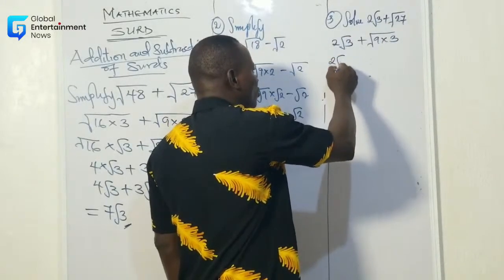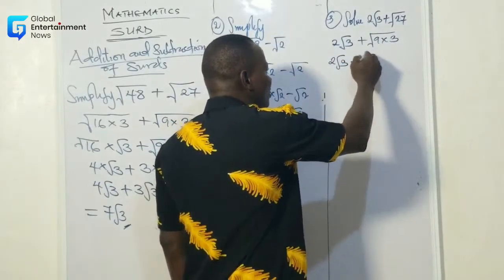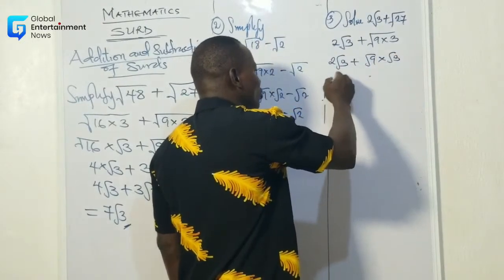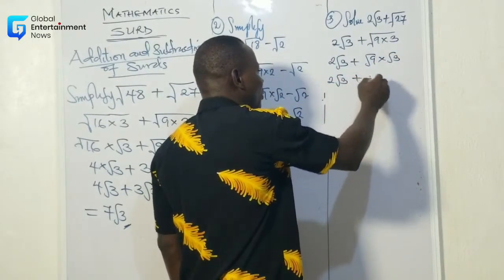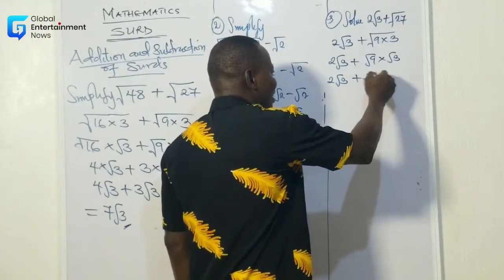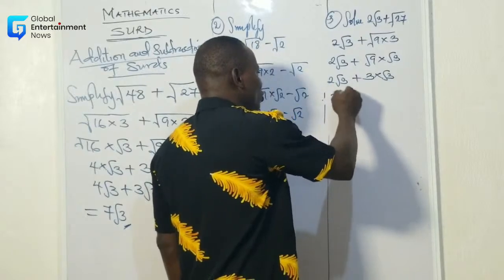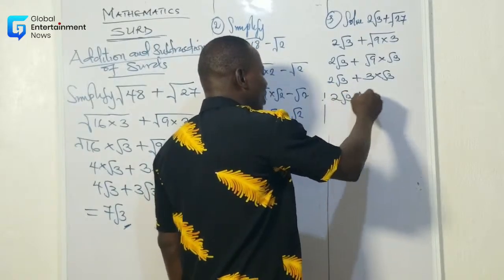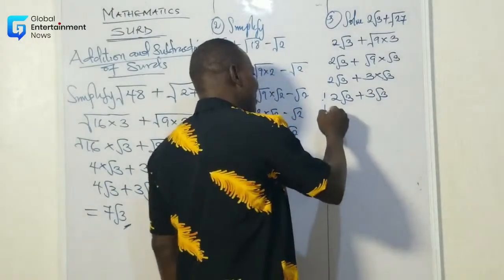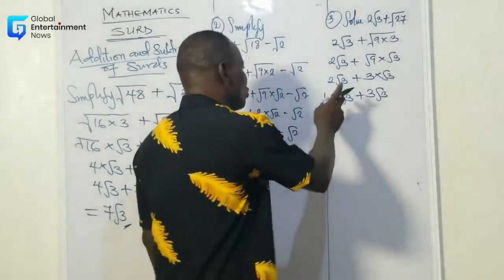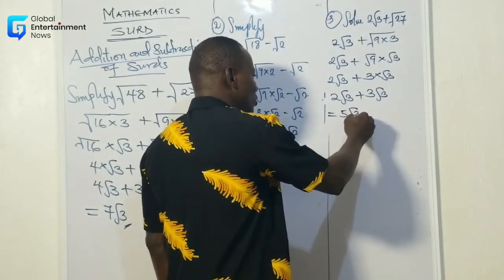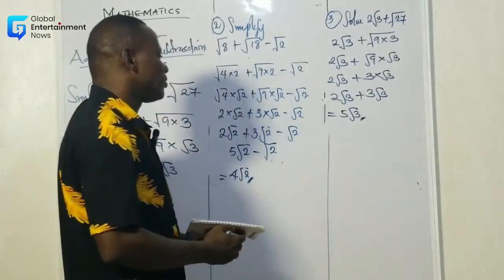Now, what do we have here? We have 2 root 3. Then plus, this one is root 9 times root 3, which will give me 2 root 3. Then plus, what is the root of 9? That is 3 times root 3, giving me 2 root 3 plus 3 times root 3, which is 3 root 3. And my final answer now is 2 root 3 plus 3 root 3, which is 5 root 3.